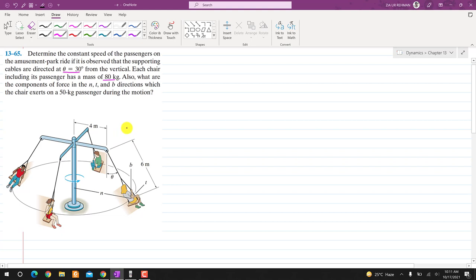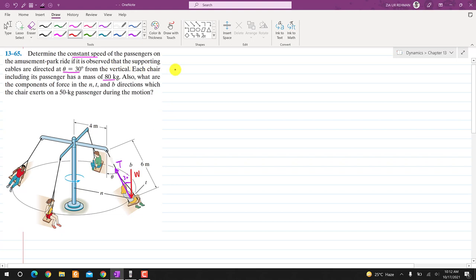In the first part of this problem, we need to determine the constant speed of each passenger, right? As we can see, this cable is making 30 degrees. If we consider the free body diagram of this skid along with the seat, then the tension in the cable will be acting in this direction from this particular point. Let's say this is the tension T in the cable, and if this tension T is making 30 degrees with the vertical, then this angle is also 30 degrees since both of these angles are alternate angles. Similarly, the weight of the passenger plus the seat will be acting vertically downward, right? The overall mass is 80 kg, so this is the weight, 80 times 9.81.